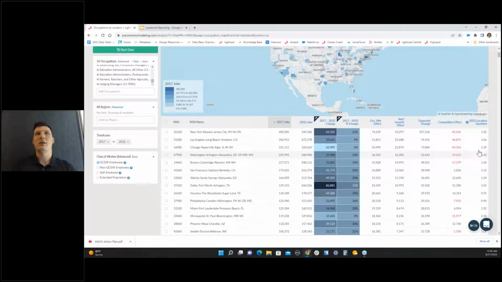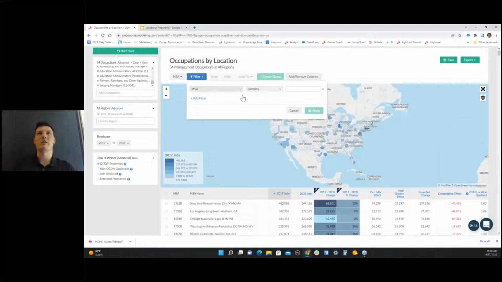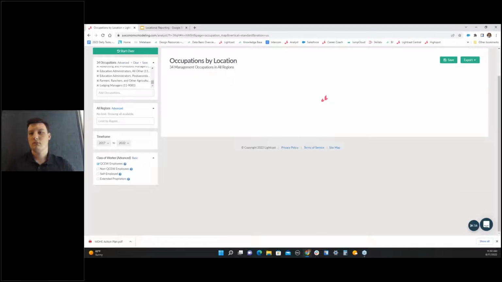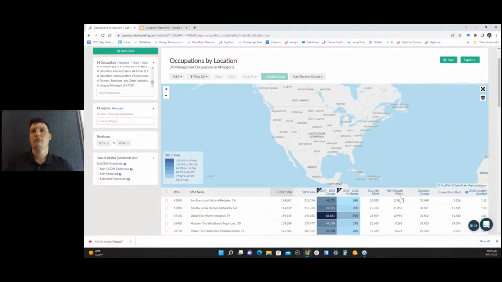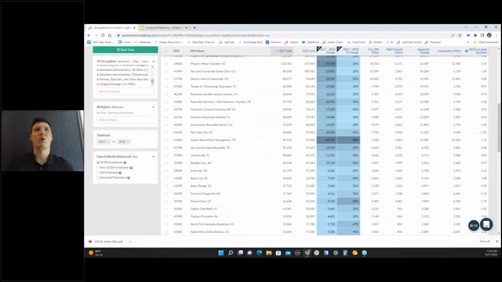And then we have our location quotient as well, which tells us there are more jobs in New York than nationally. So what I'm going to do is add some benchmarking filters to adjust this. I want to say, hey, let's find all jobs growing over 1,000, and we'll say competitive effect, to find out where those outliers are, greater than 1,000 as well. Here we have a healthy number of maybe some emerging regions according to our 34 occupations.